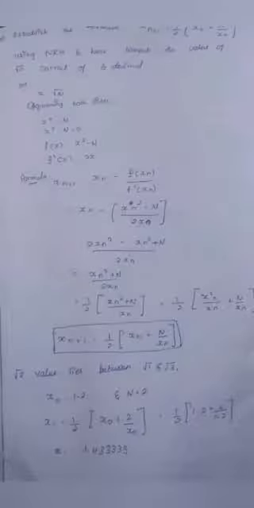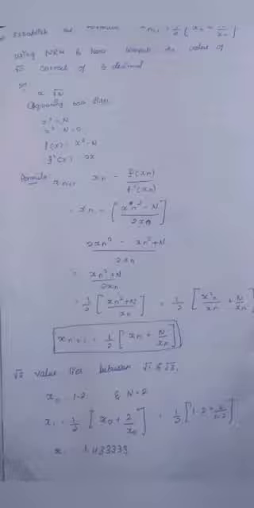Establish the formula x(n+1) is equal to 1 by 2 times (xn plus n divided by xn) using the Newton-Raphson method, and hence find the value of root 2 to 6 decimals. So the given formula is x is equal to root of n. Squaring both sides we will get x square is equal to n. We move the n value from the right hand side to the left hand side, and we get x square minus n is equal to 0. This is the f(x) value.